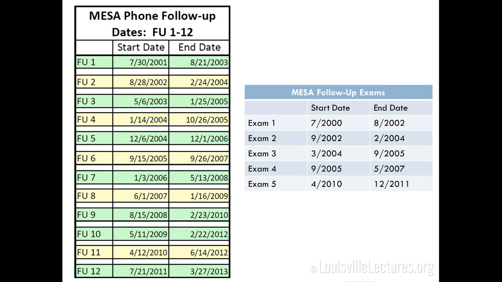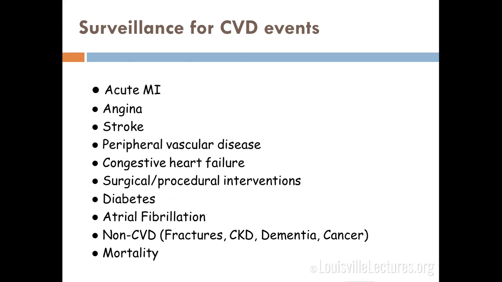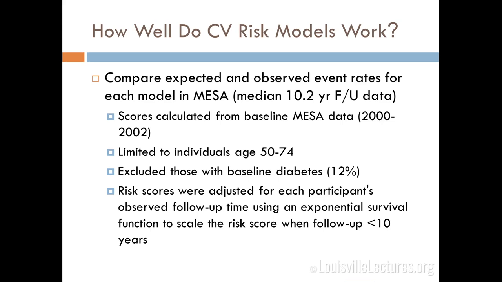And then they got a phone call at least once a year to ask them how they were doing and if they had any events. If they were in the hospital, all those records were obtained and reviewed by the MESA committee. These events were adjudicated, meaning records were examined and at least 2 physicians had to agree on the diagnosis. If they didn't, a 3rd physician would come be a tiebreaker, a very formal setting to adjudicate all the cardiovascular events. So we simply wanted to know, how well do cardiovascular risk models work?